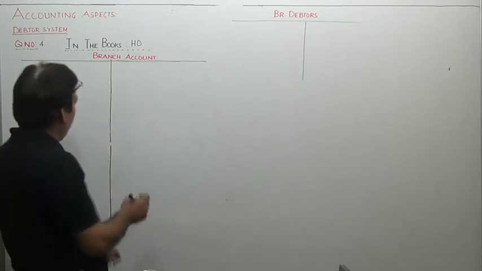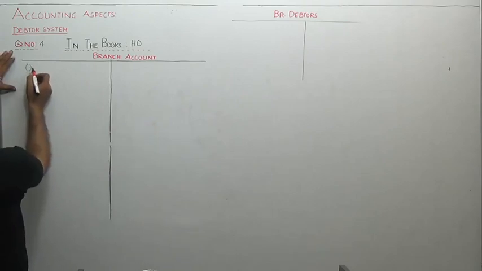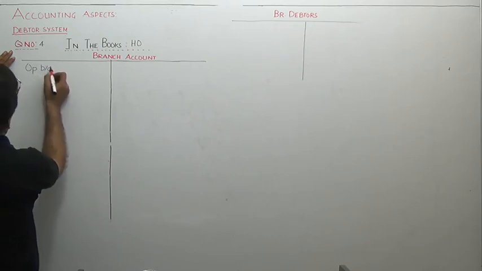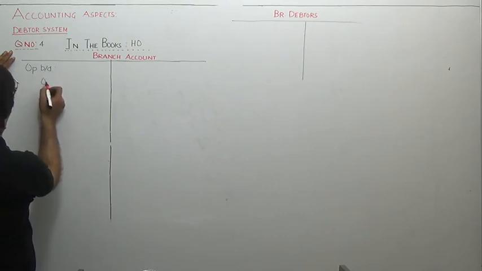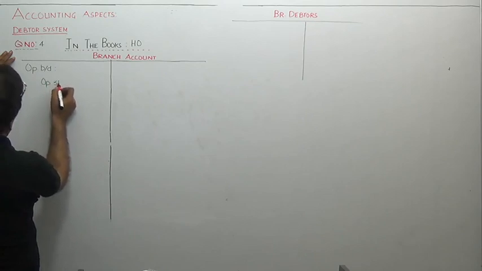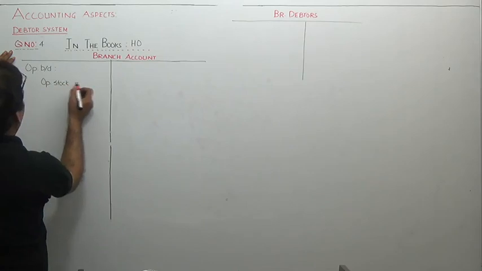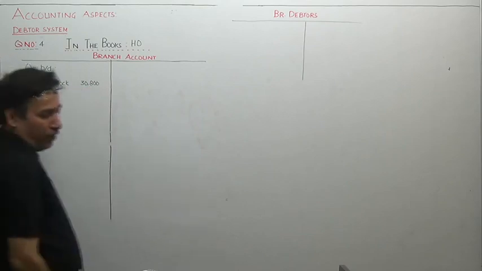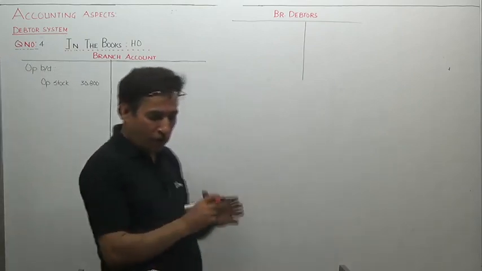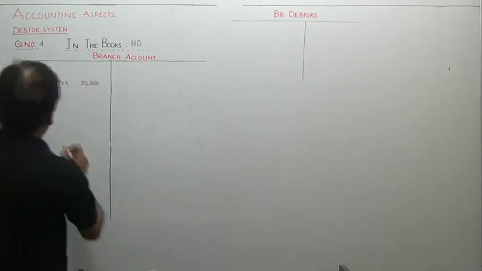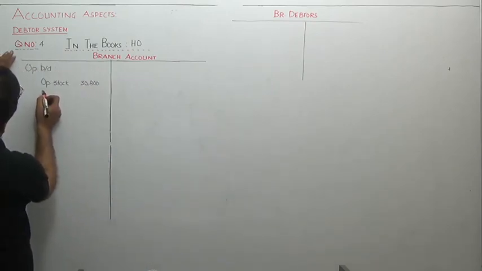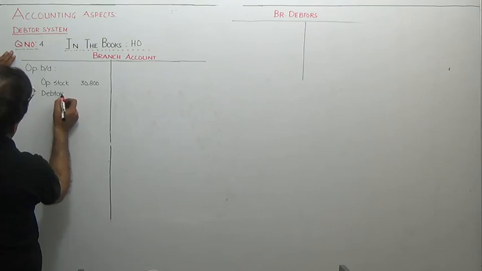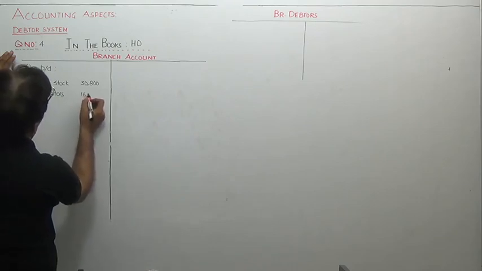So opening stock is given to us this time. First of all, we are going to write opening balances. Opening balances in the form of opening stock is 30,800. After having written down the balance of opening stock, then there are debtors. Debtors are 16,500. So you are going to write now debtors 16,500.